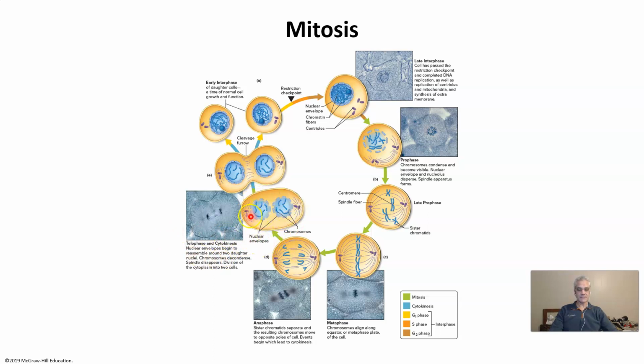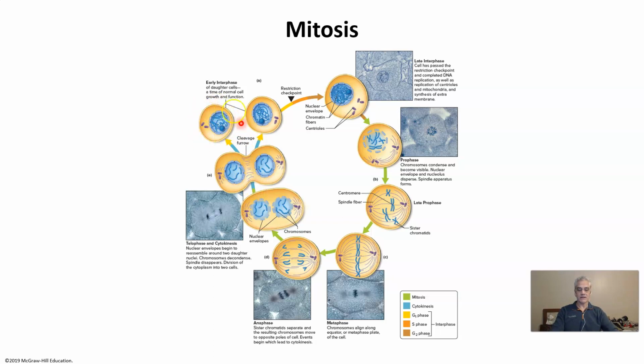We head on into telophase. In telophase, the nuclear membrane starts to reform, and the chromosomes now start to relax a little bit. And this is cytokinesis. Cytokinesis is where the cells actually cleave into two separate cells, two exact copies of what you started with.